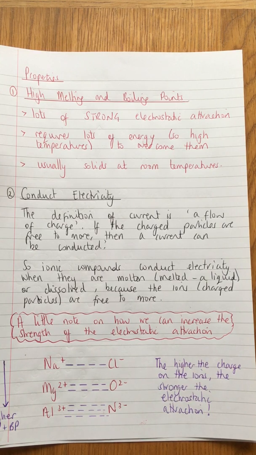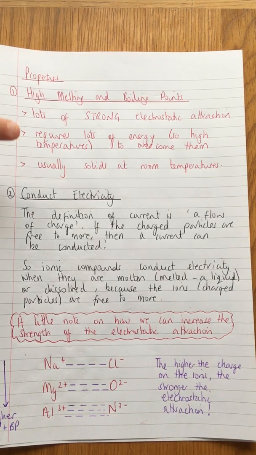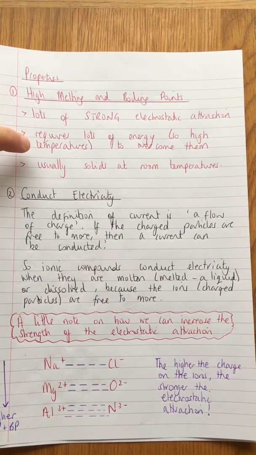So if you think about 2 really, really strong magnets, you have to put a lot of force in to pull them apart. So if you think about 2 ions that are stuck together, like the magnets stuck together, you have to put a lot of energy in to pull them apart. So we say that they need high temperatures. If you remember energy, heat, thermal, so we say requires lots of energy to overcome them, which means we need lots of high temperature. So it means they're usually solids at room temperature.